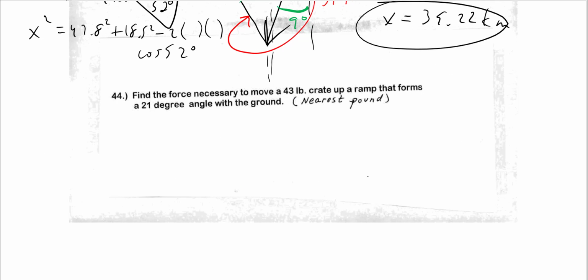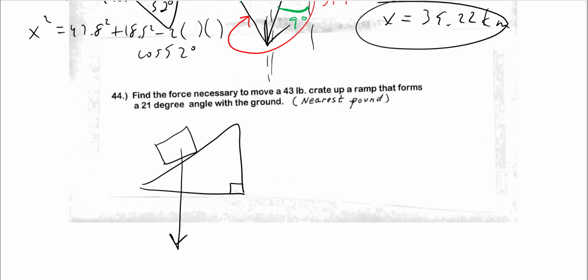44. Find the force necessary to move forward. Guys, I told you this problem's on there, so I'm just drawing this picture really quickly. Here's the box, and the weight of this is 43 pounds, and it's 21 degrees here. So if I draw the triangle correctly, this is also 21 degrees. And I'm looking for the force. Find the force necessary, so I'm looking for this.